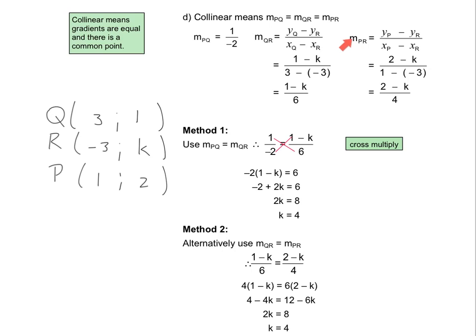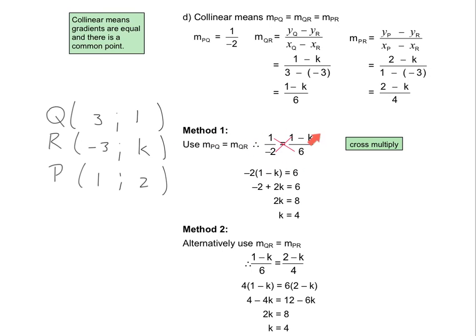The same for the gradient of PR. We take the difference in y values, 2 minus k, on top of the fraction line, divided by the difference in x values, 1 minus the minus 3, where the minus times the minus becomes a plus, and 1 plus 3 is 4 underneath the fraction line. So the gradient of PR is equal to 2 minus k over 4. I can now solve for k with different methods.